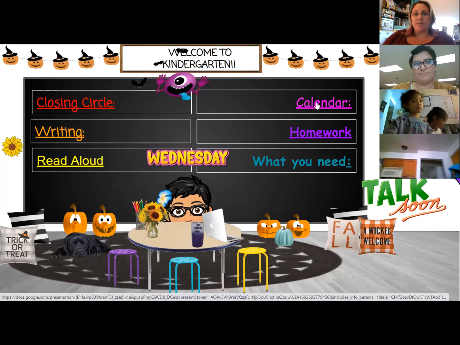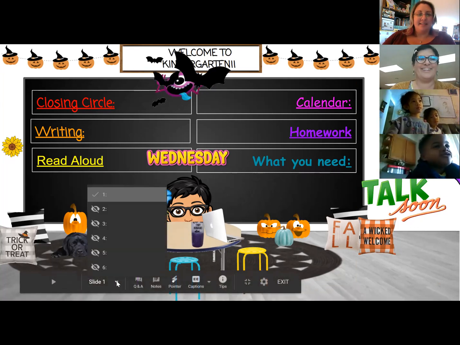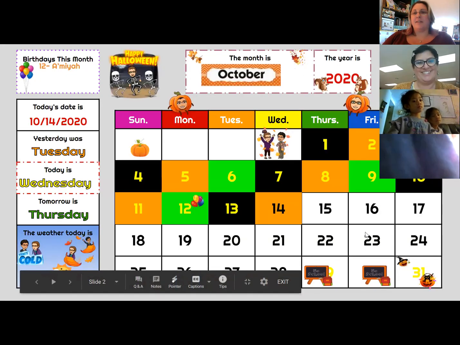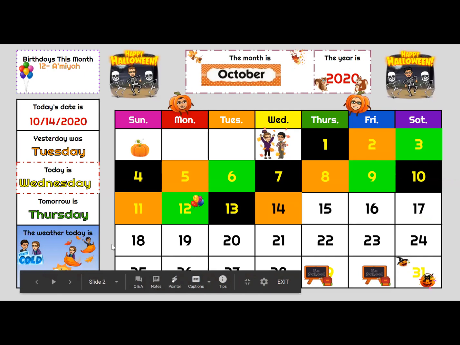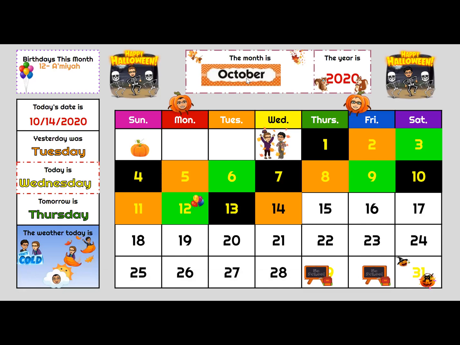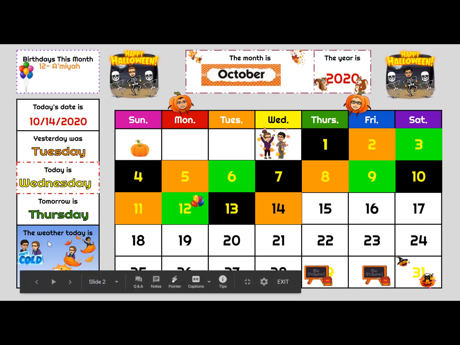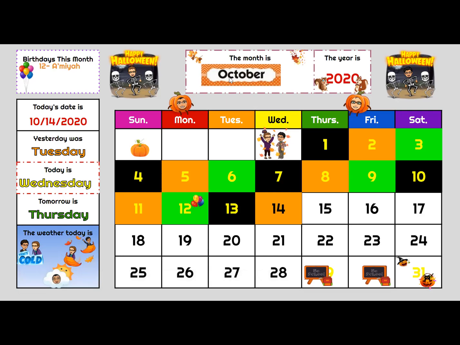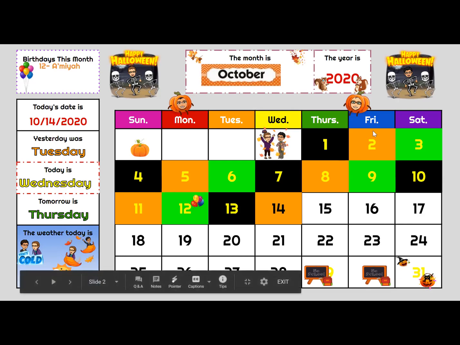The first one, we're going to review our calendar for today. So today is Wednesday, October 14th, and the year is 2020. We said it was cold and windy, and it's partly sunny. Well, now it's really sunny, but this morning it was cloudy and sunny. So we said yesterday was Tuesday, today is Wednesday, and tomorrow will be Thursday.